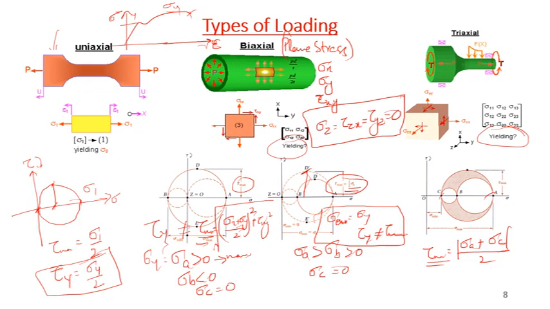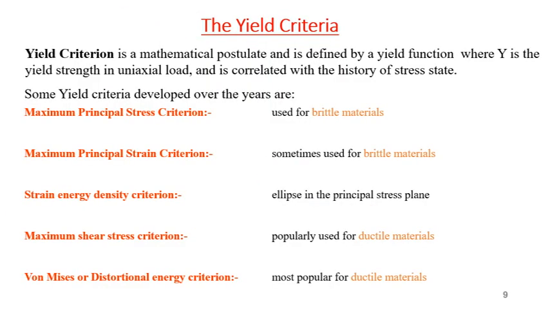The uniaxial case is very simple. When sigma 1 is equal to sigma y, then obviously if we take half, tau y will be tau max. This is the case. Now, there are some mathematical relationships, strongly supported by experimental data, to find when the yielding will start for a ductile material. For a brittle material, the same principle applies, but in that case it will not yield, it will simply fail into two pieces because there is no yielding.